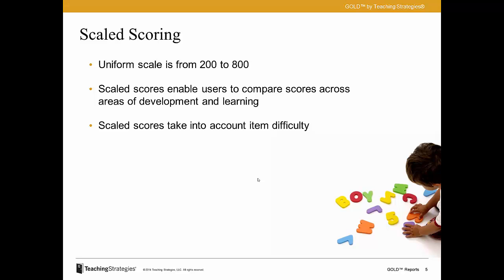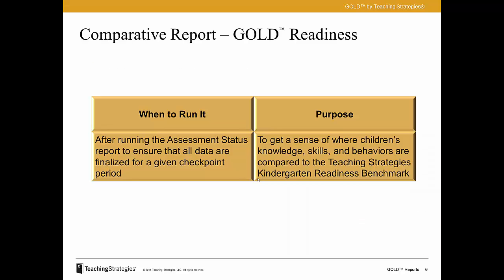So you can more easily see where you might have some areas that need some help among your program. And as it says there, scale scores do take into account item difficulty. So they are weighted to keep in mind those different numbers of objectives and dimensions.